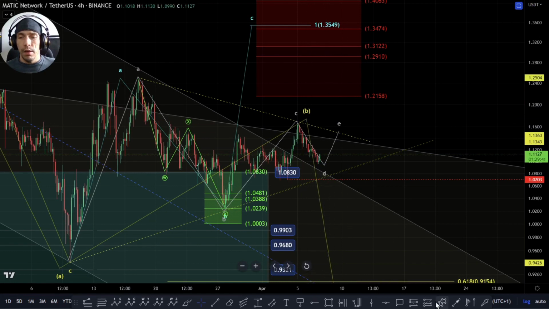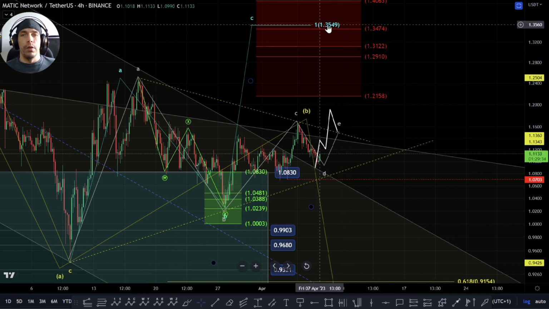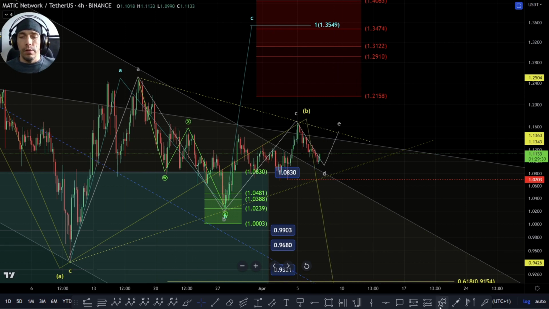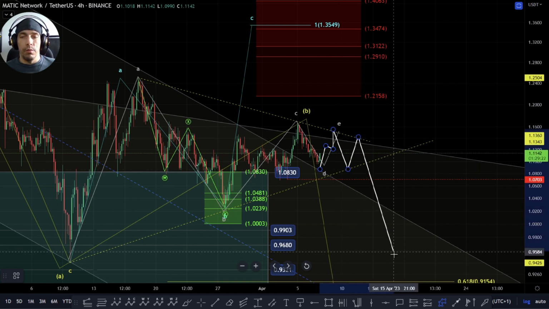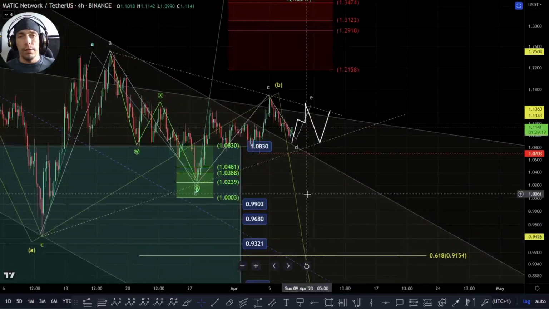out of this range. If we see something like this where we break above here and then start to move away, I'll be looking for this $1.35 area. If, however, we face rejection and come back up here, potentially get rejected, even if we do find support here again, come back up, get rejection, then we could actually be looking for this lower target here. So have to keep an eye on it.